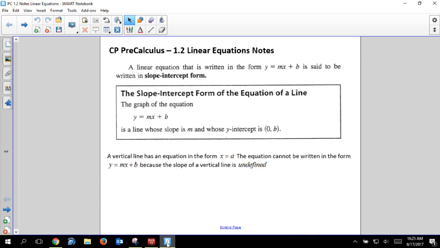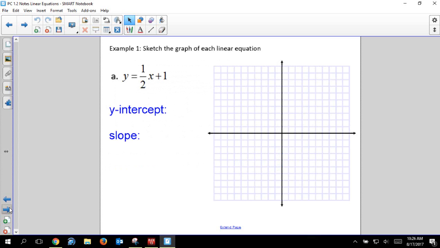All right, so the slope-intercept form of the equation of a line is y equals mx plus b, where m is the slope, and the y-intercept we're going to write as (0, b). Make sure you write it as an ordered pair. Down here there's a little blurb at the bottom that you're probably going to skip, so I'm going to help you notice it. It says that a vertical line has an equation in the form of x equals a, x equals some number. That equation cannot be written in the form y equals mx plus b because the slope of a vertical line is undefined. If we have a vertical line, slope is undefined. Got it? Let's graph some.